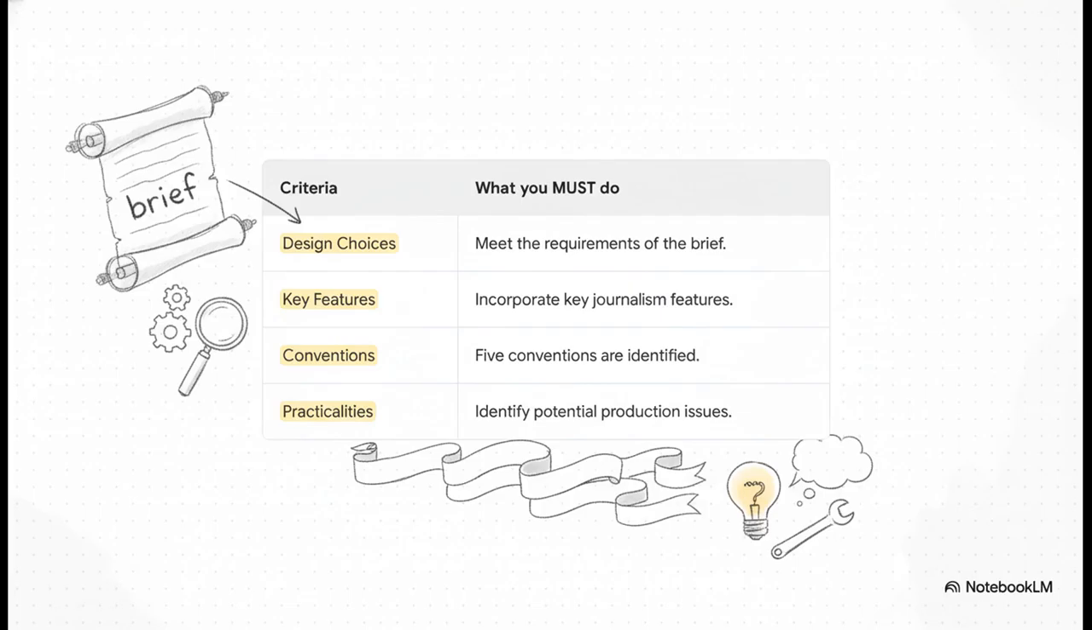So you put all that together, and this is what a solid, achieved-level plan looks like. The key word to focus on here is identifies. See? At this level, you're just showing that you've identified the requirements, the features, the conventions, and the practical problems. This is your essential baseline.